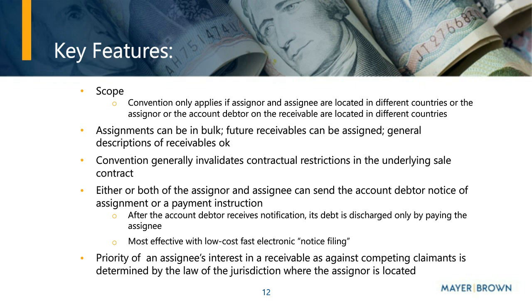Either or both the assignor or assignee can send the account debtor notice of assignment or a payment instruction under the convention provisions. And this means that after the account debtor receives notification, its debt is discharged only by paying the assignee. And of course, the assignee will be the financing party, the financial institution or fintech who's providing the financing. The convention further provides that notification of the assignment requires a writing that reasonably identifies the assigned receivables and the assignee, and that notice will be effective when received by the debtor if it is in a language that is reasonably expected to inform the debtor about its contents. So that's a little bit more flexible than some of the language requirements in certain jurisdictions.